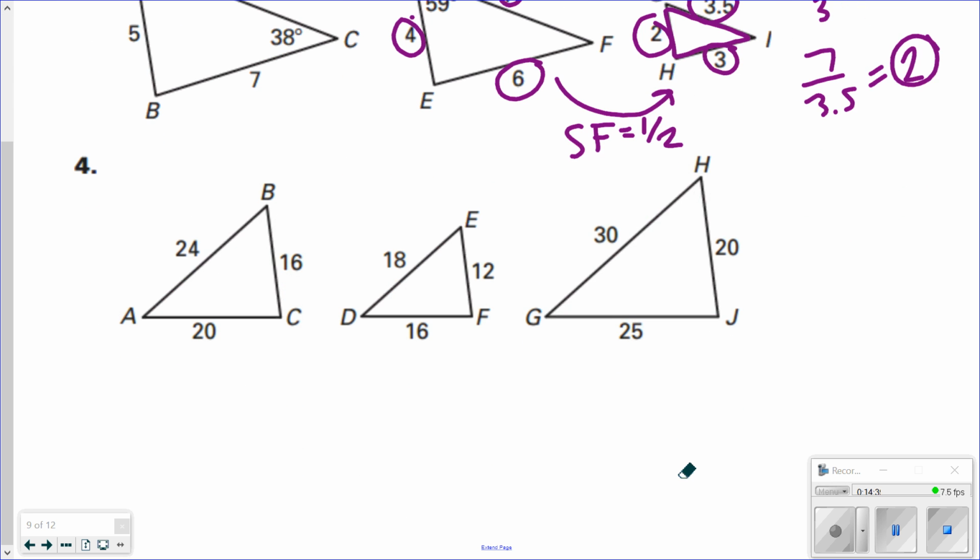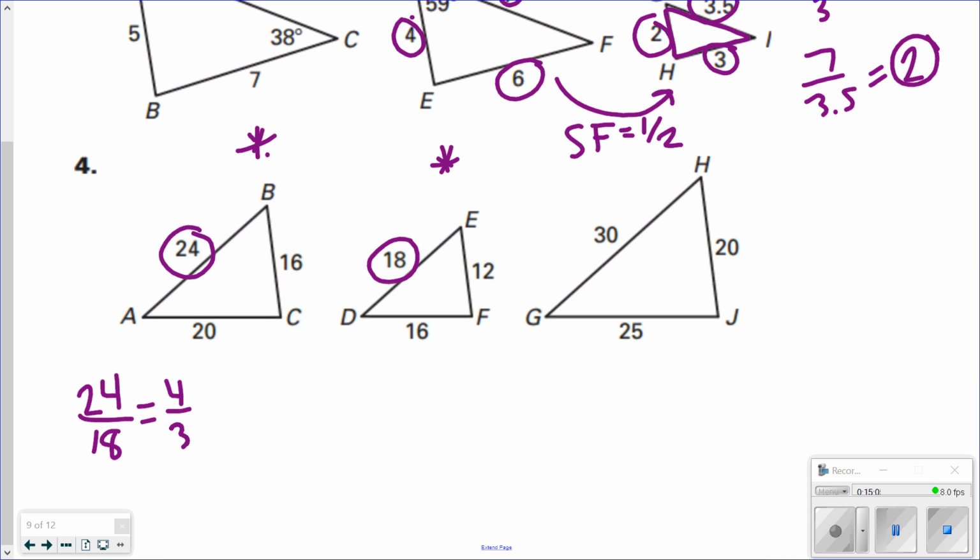All right, let's look at number 4 here. So let's look at the different side lengths here. We'll start with the short side length of the first two triangles. I'll highlight these. So 24 and 18. Let's do 24 divided by 18, and that simplifies to 4/3.